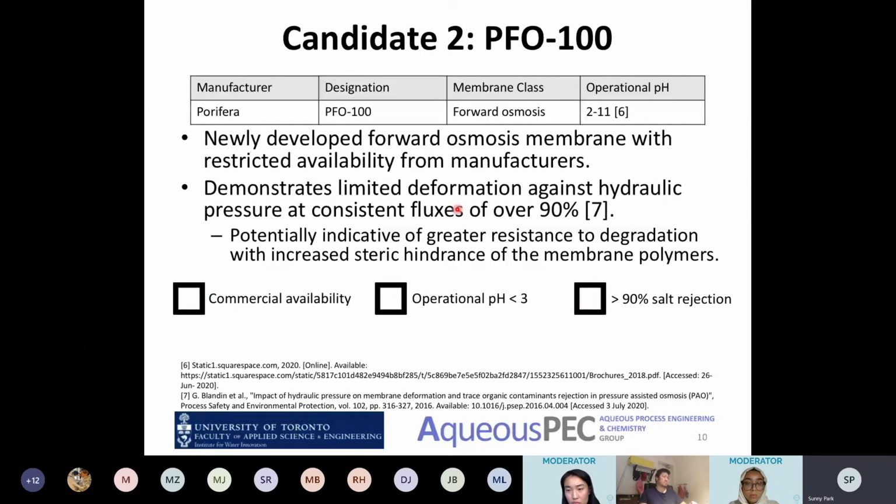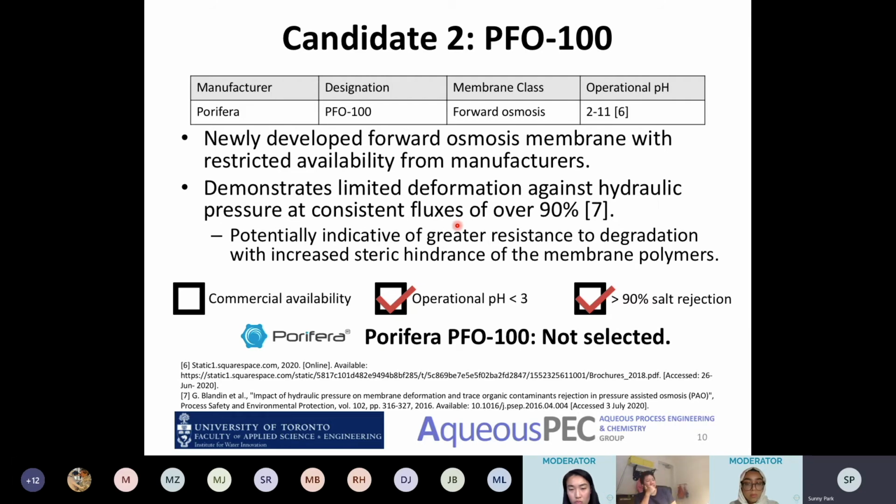Next up, we have the Porifera PFO 100. This is a newer FO membrane that is still under development, and it shows a lot of promise against deformation, against forces such as hydraulic pressure. But the major drawback of this membrane is the fact that it's very limited in terms of availability from manufacturers. As a result, it cannot meet the first point of commercial availability, and as it doesn't meet all 3 of our criteria, will not be selected, although it does meet the other 2 points.